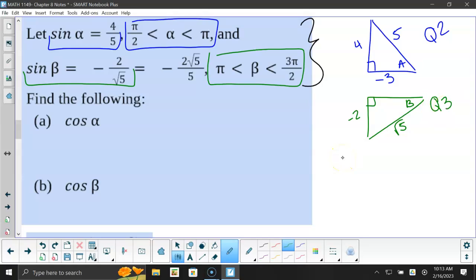So I'm going to have to use Pythagorean theorem to find my missing adjacent side. So I've got negative 2 squared plus x squared equals square root of 5 squared. All right, negative 2 squared is 4. So x has to be 1, except it's in quadrant 3. So is x positive or negative? Negative.